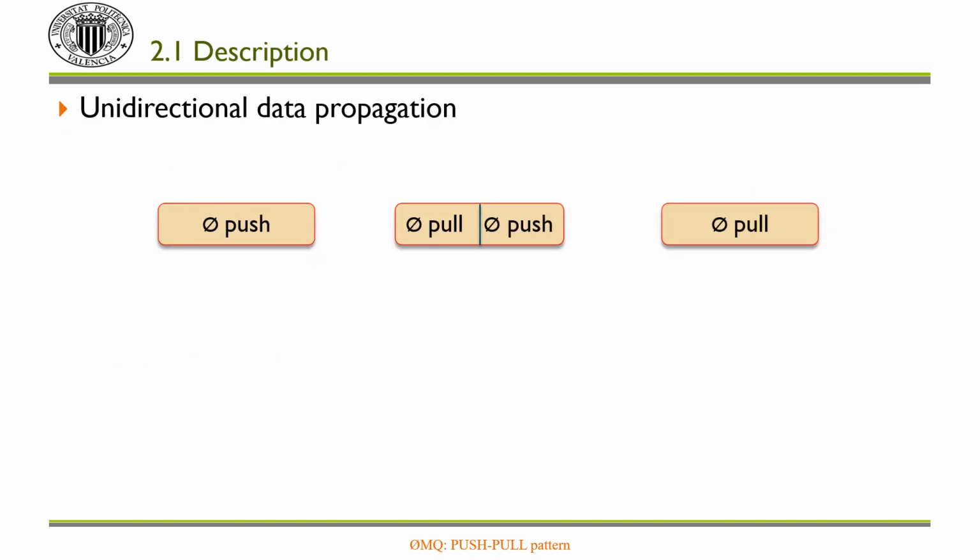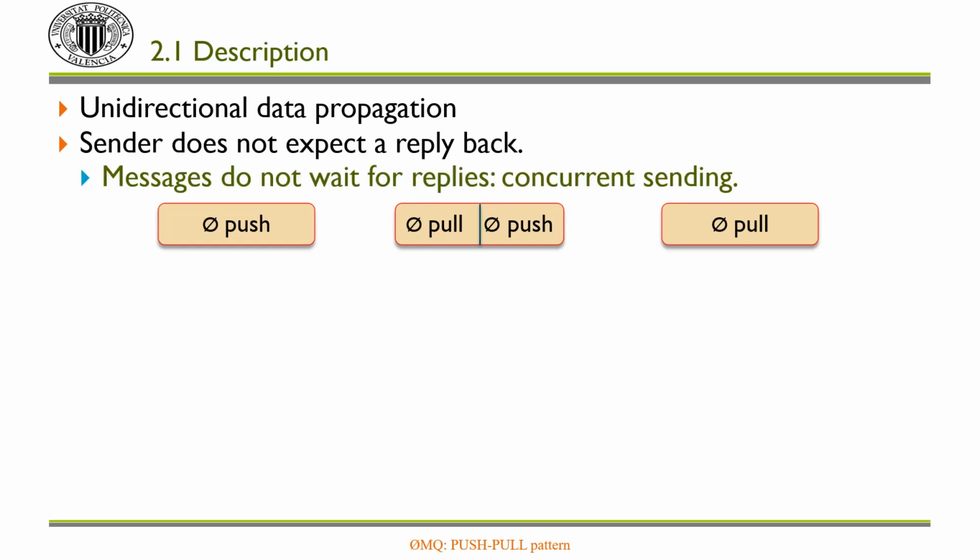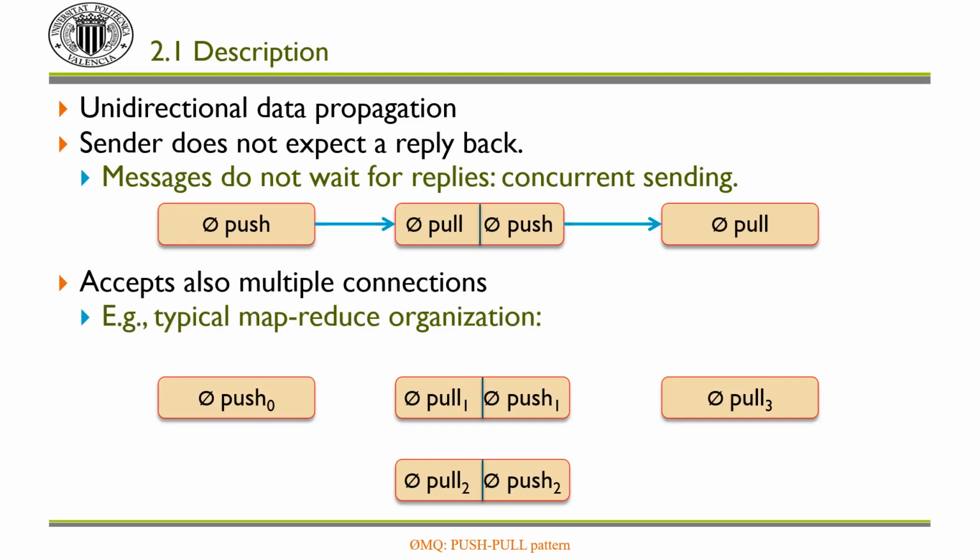Let's describe the pattern. It's a unidirectional data propagation. The sender doesn't expect any reply back, and messages don't wait for replies. They admit concurrent sending. In this example, a sender uses the push socket and a receiver gets the message and propagates it to a third process, using again the push and pull sockets. With this pattern, we may implement multiple connections in order to build a typical map-reduce structure, as the one depicted in the second part of the slide.